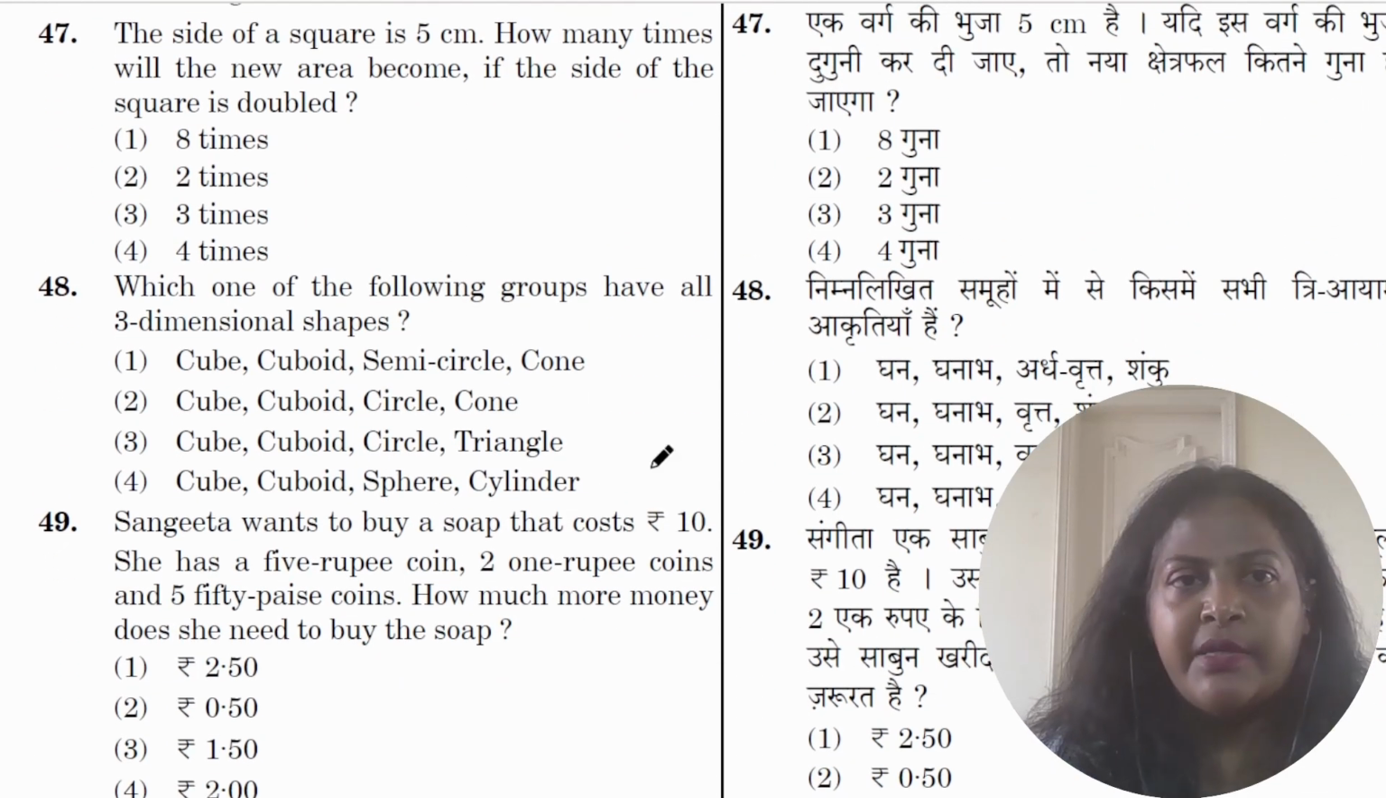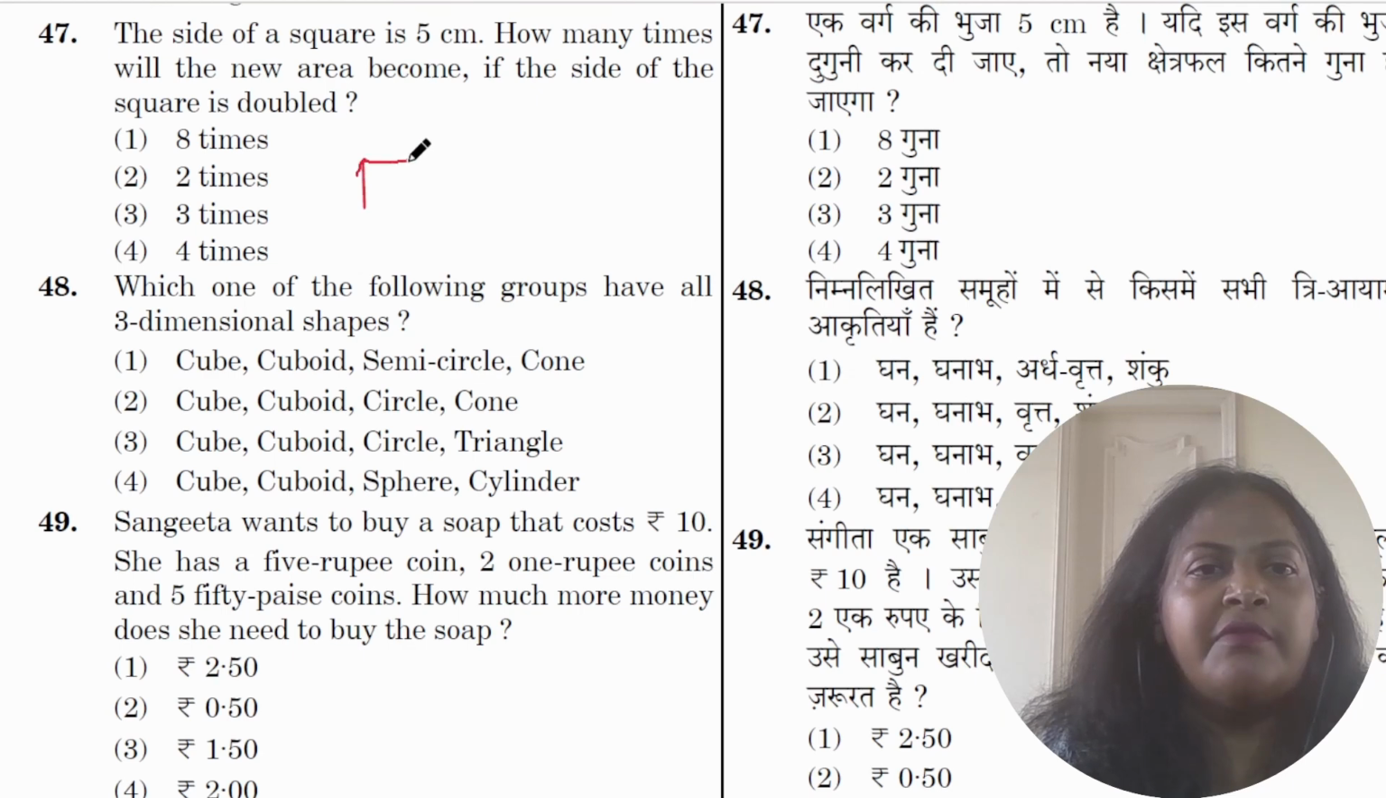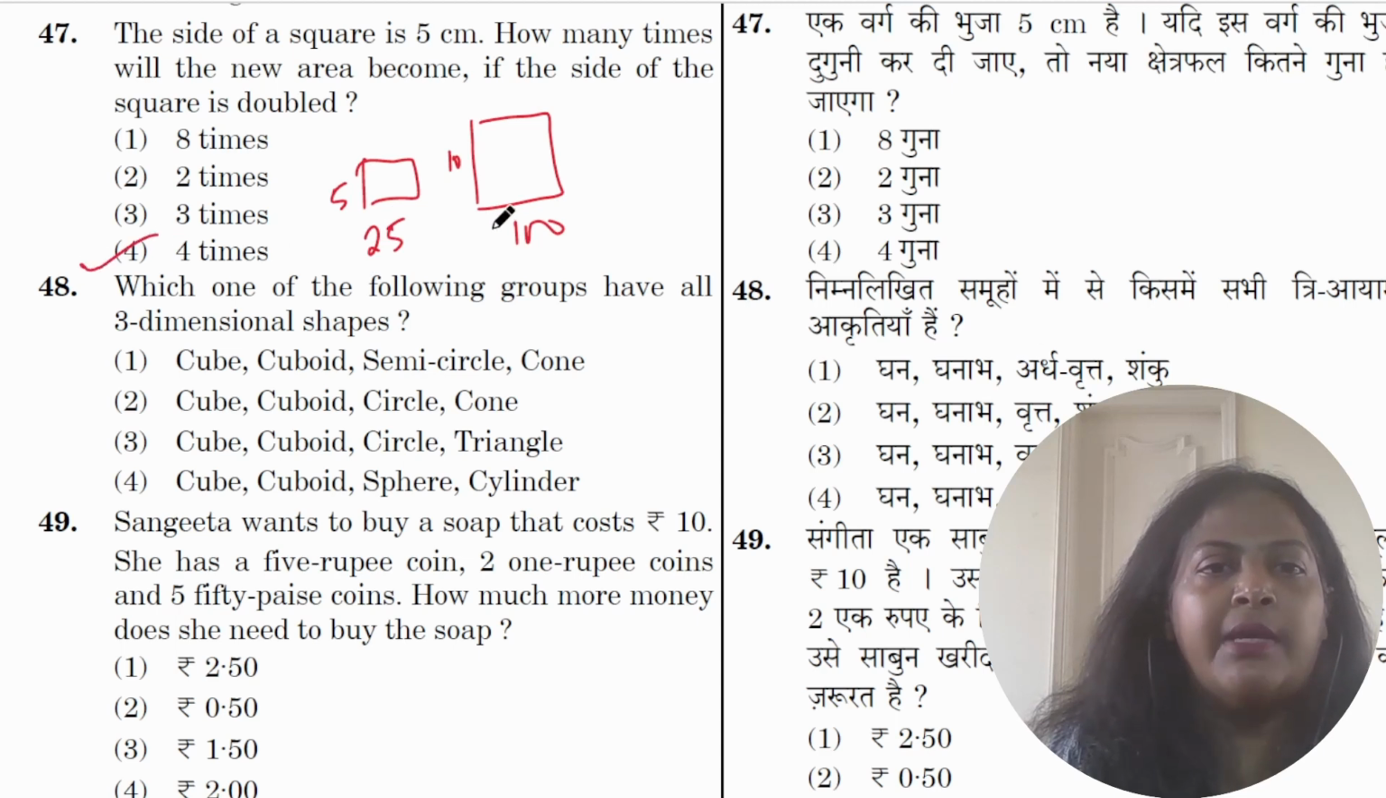The side of a square is 5 centimeters. So we have a 5 centimeter square. How many times will the new area become if the side of the square is doubled? Instead of 5, it becomes 10. Area: this is 5 into 5, 25, and this is 10 into 10, 100. So it becomes 4 times. 25 into 4 is 100.